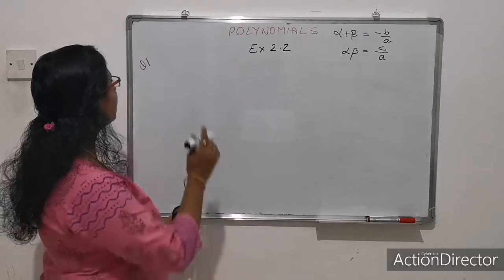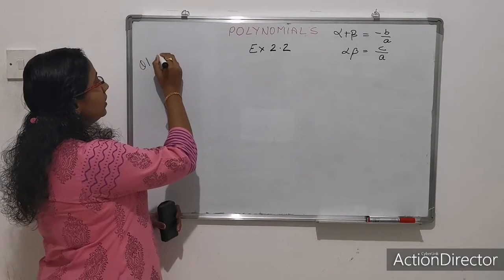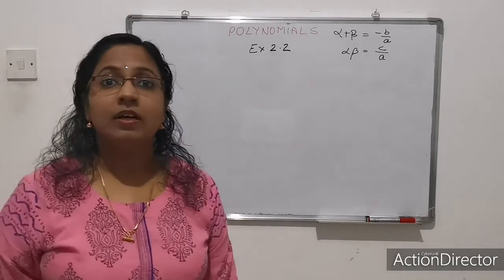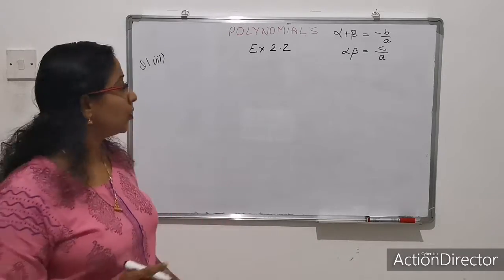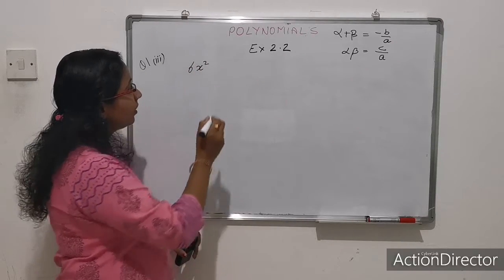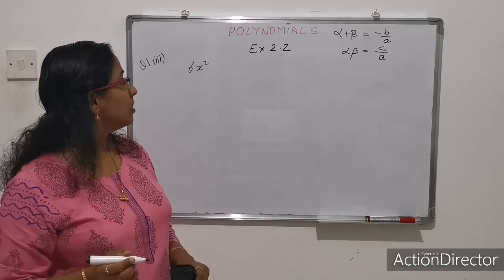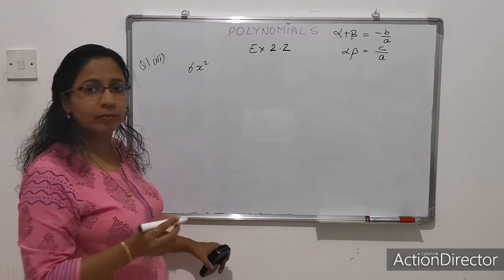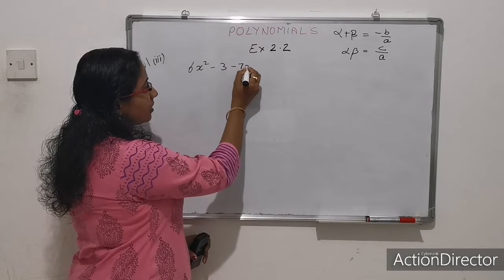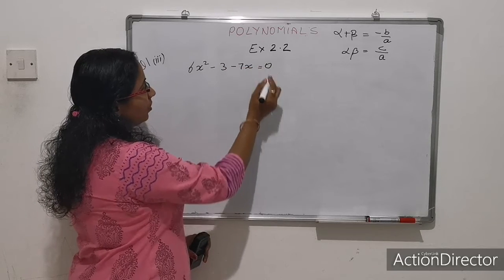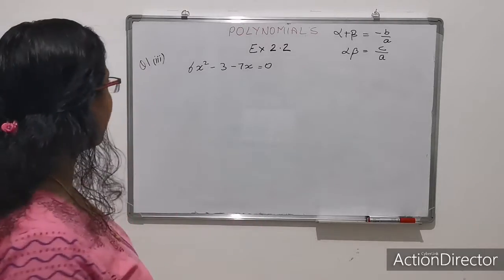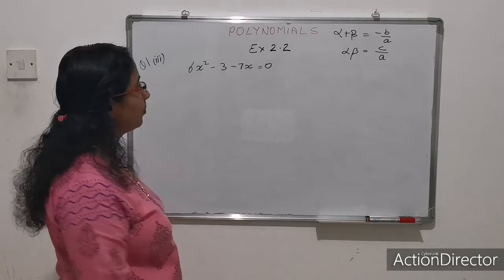So question number 1, third part. How to do it? What is the question? The question says 6x square minus 3 minus 7x is equal to 0. The question is 6x square minus 3 minus 7x is equal to 0.